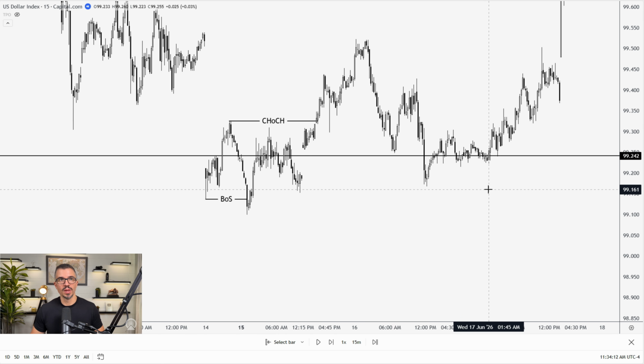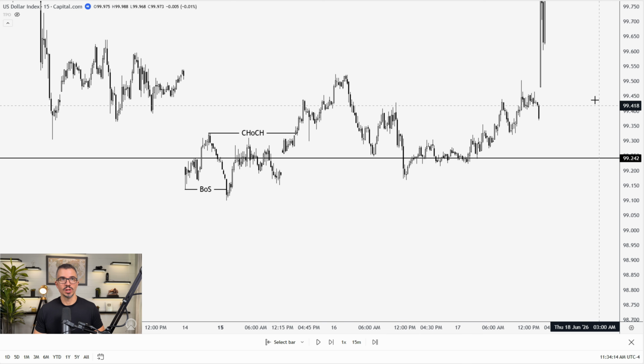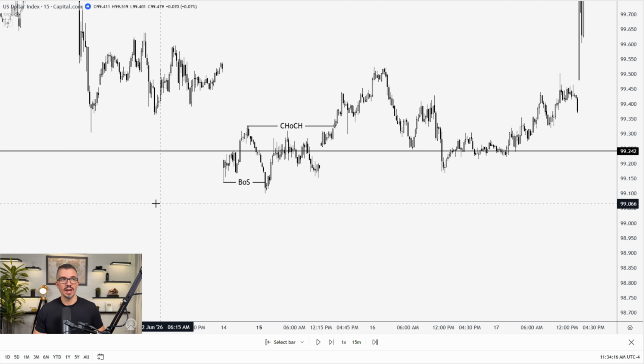We already had the change of character. We're at the key level. And what do we get here? We get the market just rocketing higher. And it all started with one, the retest back here, two, that 15-minute change of character, and three, that higher low forming. So all incredibly simple stuff, but you can see how powerful this is.